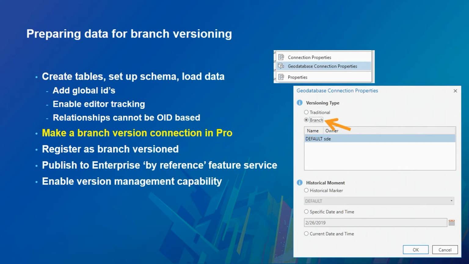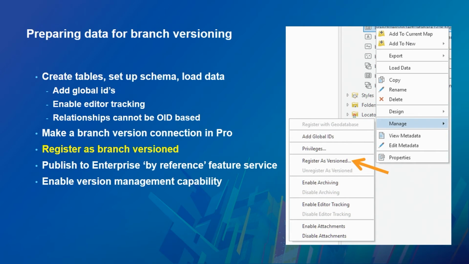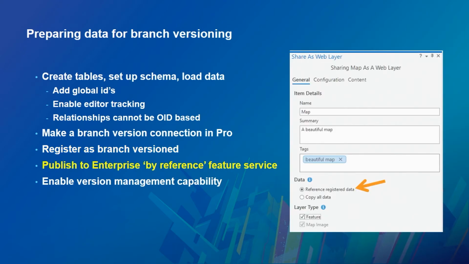So once you've got your data set up, you make a connection to your enterprise geodatabase in Pro. You can go into your geodatabase connection properties, and then there's a radio button to choose whether you want to make a traditional connection or a branch connection. Choose branch. And then, just like with traditional versioning, you register your data as versioned. This time, because you're coming from a branch connection, it will register it as branch versioned.